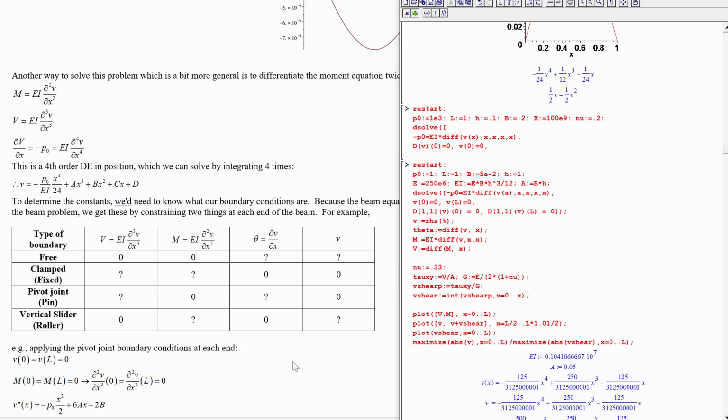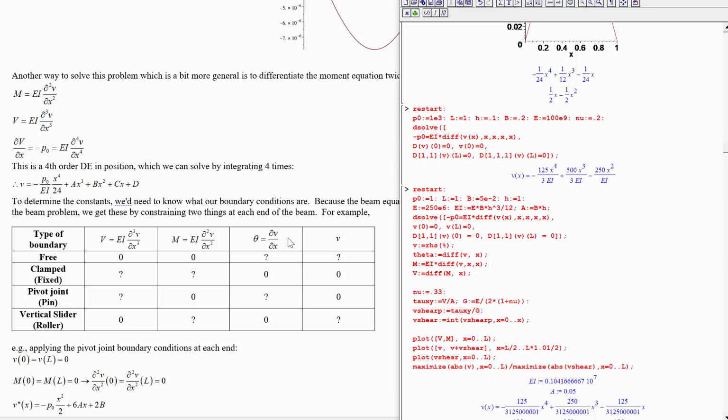Meanwhile, at the right-hand end, which is a free end, we don't know what the angle or the displacement is, but we do know that there's no applied moment and no applied shear force. So that gives us that the second derivative of V at L has to be 0, and the third derivative of V at L is equal to 0 as well. All right, so that should let us solve for V. Well, at least in terms of EI.